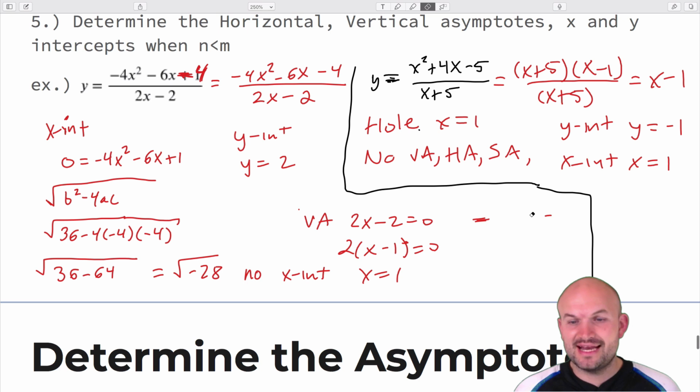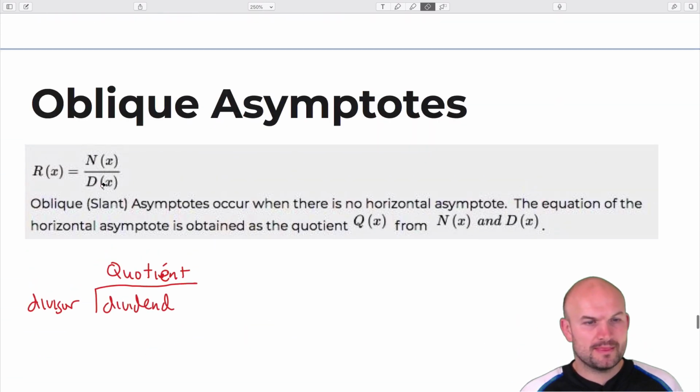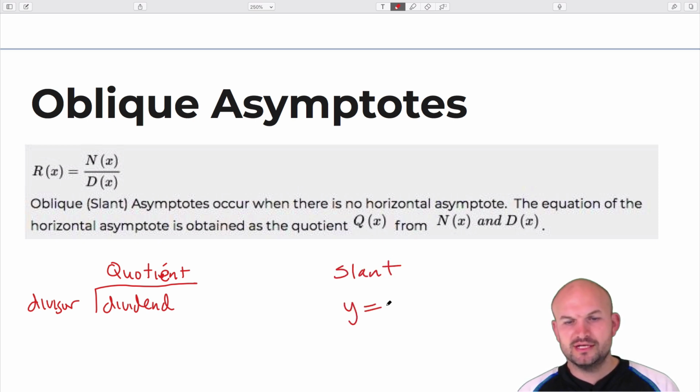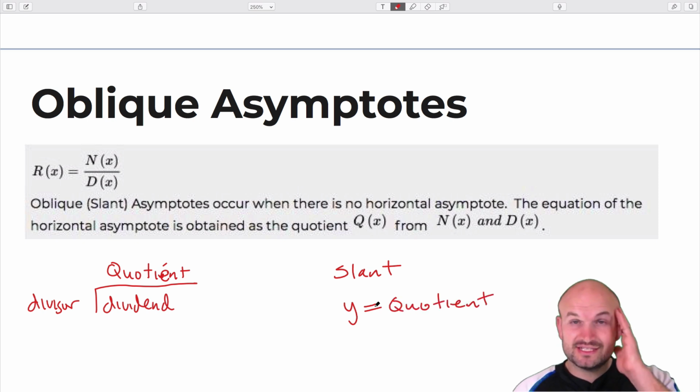To find the slant asymptote, all we simply need to do is divide. So you can see from the definition, the slant asymptote is basically the quotient. So actually, let me write this in the notes. So the slant asymptote is just y equals quotient. So we're not going to deal with the remainder.